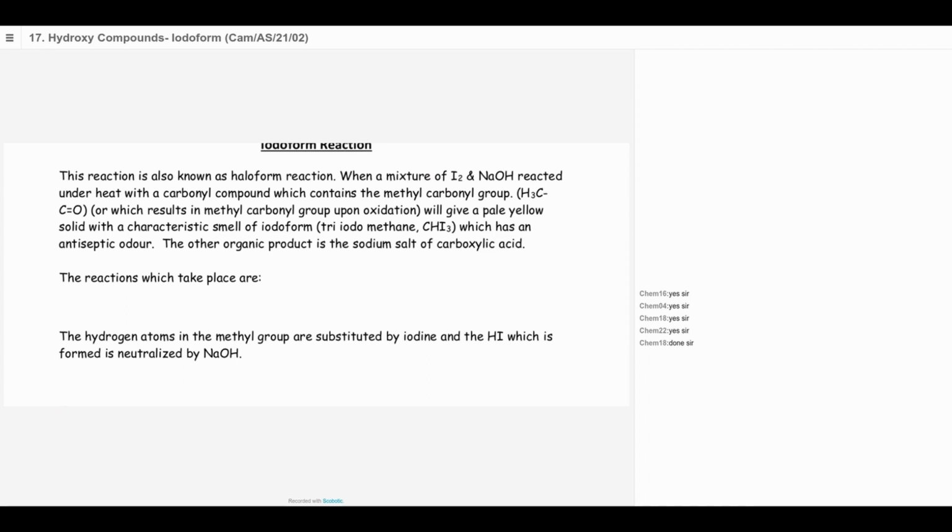Not enough space here, so let me write it here. This is the compound which contains the methyl carbonyl group. I'm going to add sodium hydroxide and iodine. Shortly, I'll explain why it's 3NaOH, 3I2.